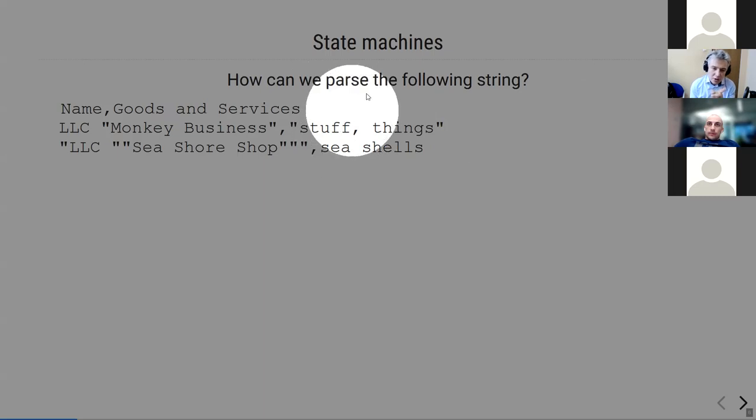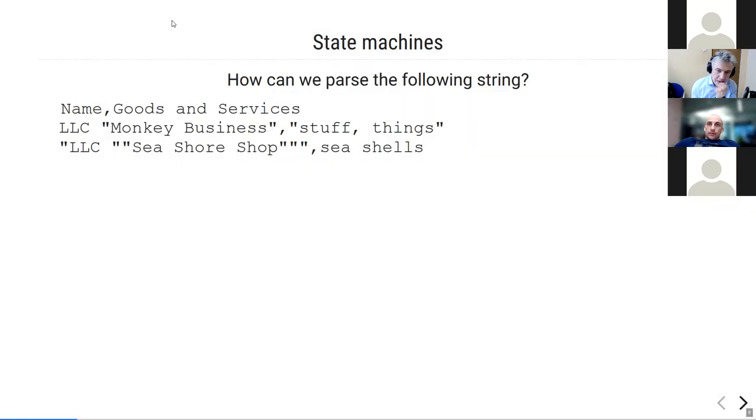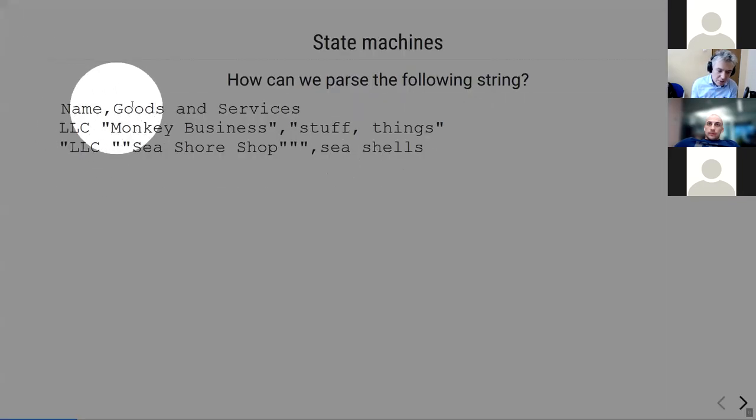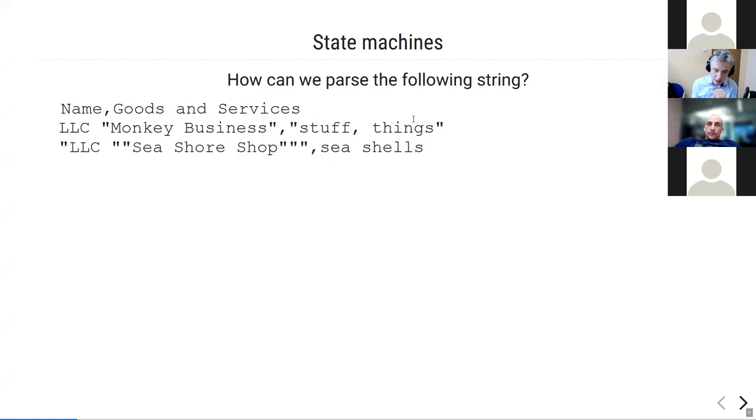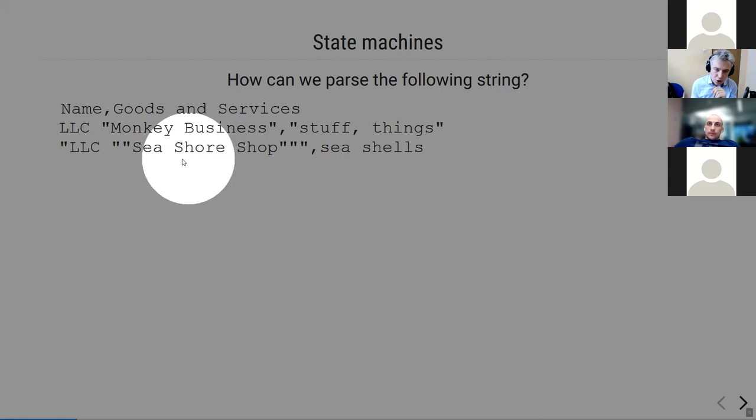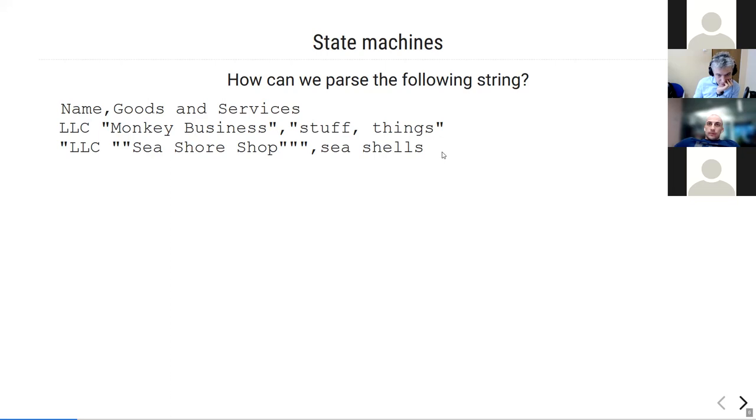But do you understand that stuff and things should be one string after parsing? So we should parse it. Maybe on this slide, I should have put the desired output. The desired output is name, goods and services, LLC monkey business. The next string is going to be stuff, comma, things, one string. The next string should be LLC seashore shop, with seashore shop in just single quotes here, not double. And the next string should be seashells. Yeah, I understand. Thanks for your answer. I understand your original idea is to look at the string as a whole string, like let's find some suspicious points like commas, right?